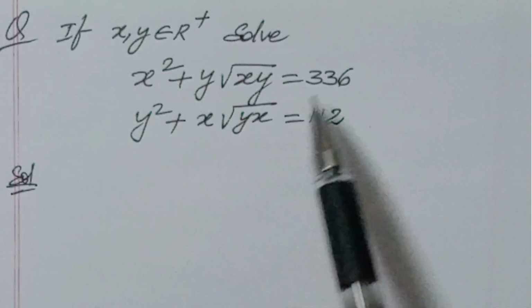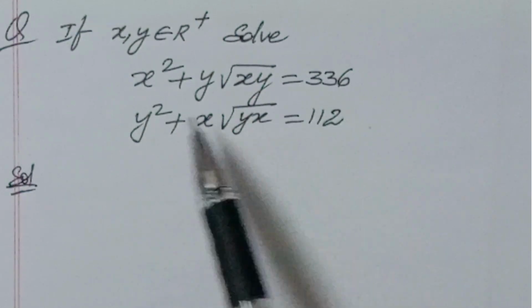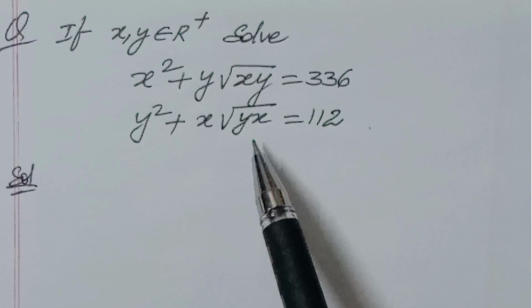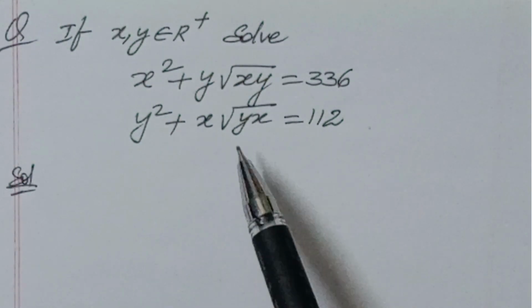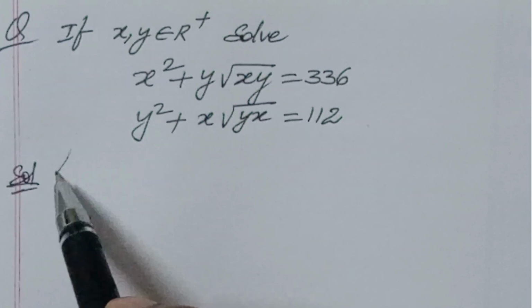So here we are having x square y and root xy. So root xy is there. Squaring on both sides you can do, but here power will be 4. So there will be some criticality in this problem. So how to solve this?